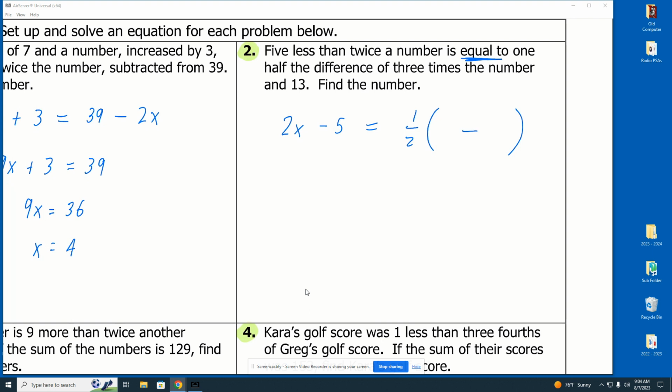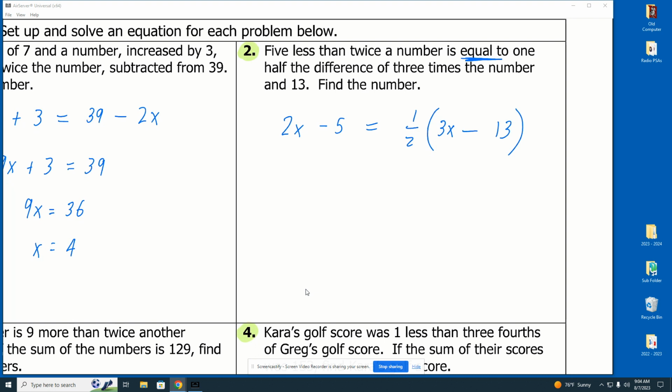Now, we're going to follow the order of what it's doing the difference of. So what's it doing the difference of? 3 times the number. How do I say that? 3x and what? 13. So there you have it. There's your equation. 2x minus 5 on one side, and then 1/2 times 3x minus 13 on the other.